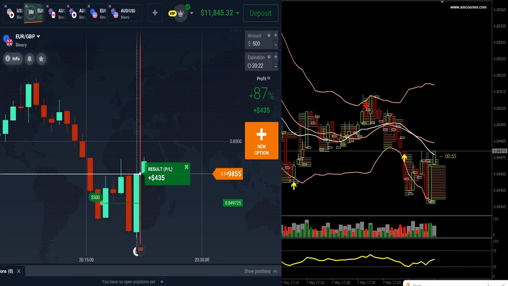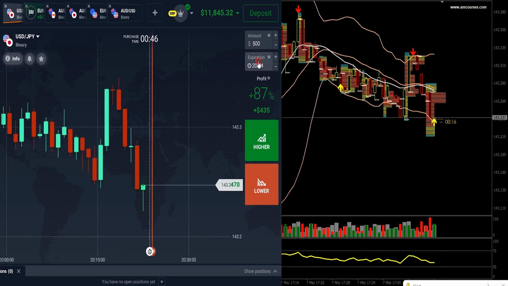Important reminder, always test this indicator on a demo account first. Move to a real account only when you're fully confident in its performance. If you're ready, let's jump into our live trading session.